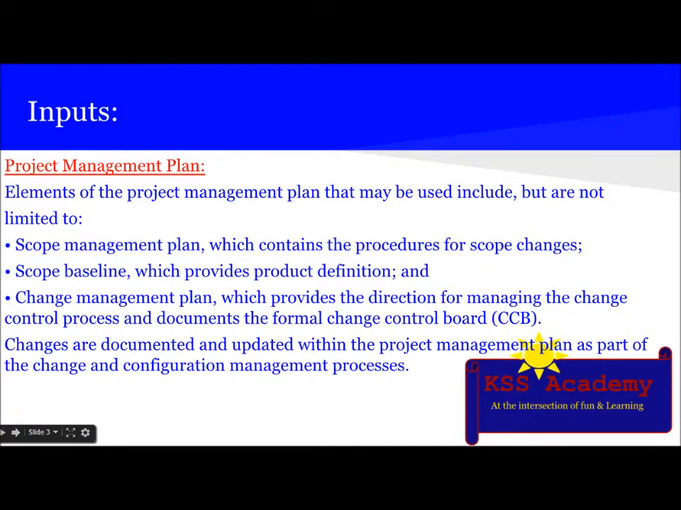So the first input is PM plan. Elements of the project management plan that may be used include the scope management plan, which contains the procedures for scope changes, the scope baseline, which provides product definition, then the change management plan, which provides the direction for managing the change control process and documents the formal change control board. Changes are documented and updated within the project management plan as a part of the change and configuration management processes.